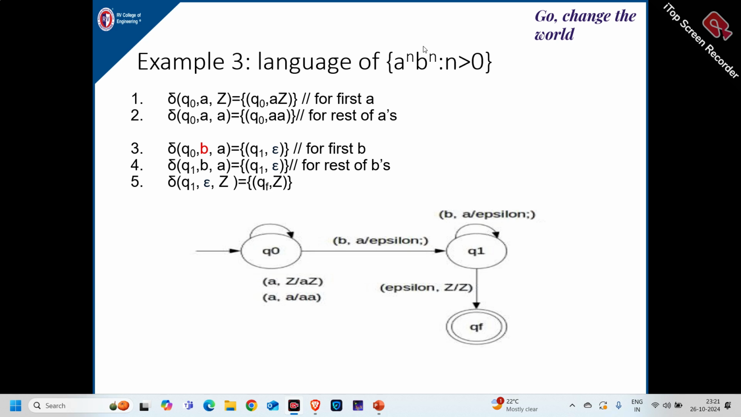If there are more b's, it means that I have a shortage of a's. I will be in the state q1 with input b and I get Z on top. That delta is not defined, so in that case the machine will halt in the reject state. So this is the construction of the PDA for a^n b^n. Thank you.